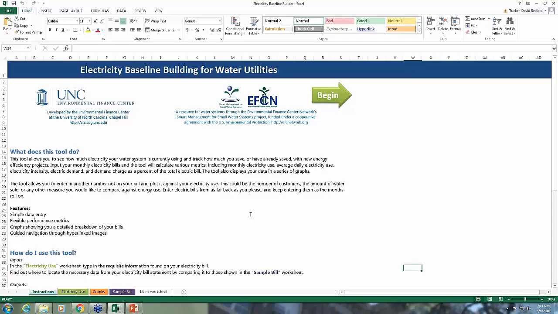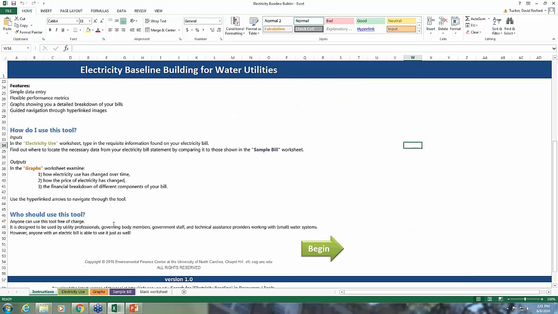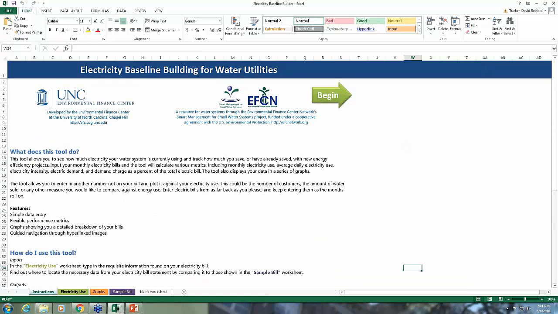If you like it, send me positive feedback. If you don't like it, tell me what you would like to see different, what you'd like to see added in, or what you'd like to see changed. And before much longer, we'll be posting this to our website where everybody can download it. So the first tab on the left here, in the lower left, the Instructions tab, simply tells you, in simple terms, how to use the tool.